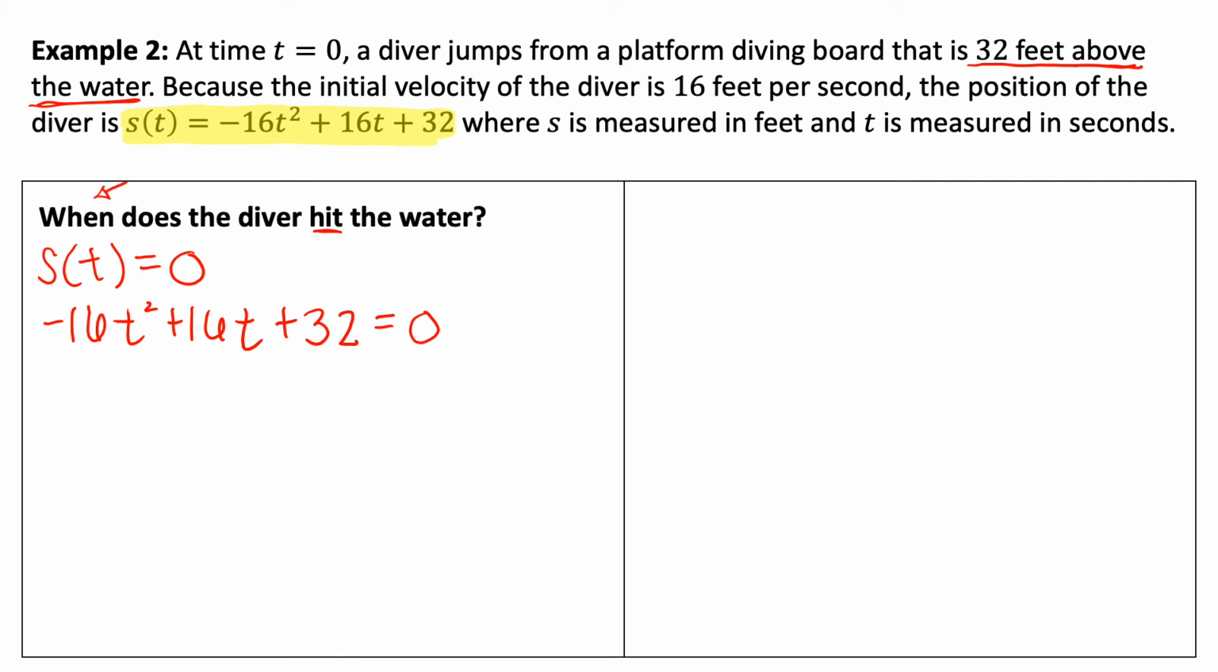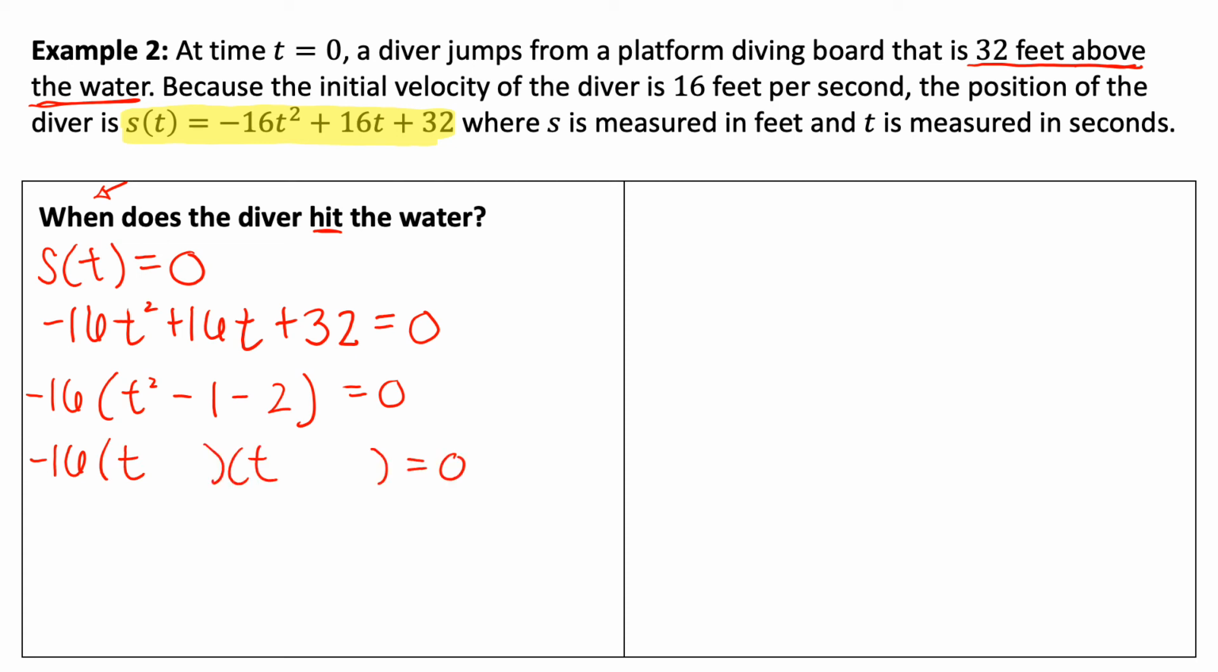Negative 16, 16, and 32 all have a greatest common factor of negative 16. I'm going to factor that out, so I'm left with t squared minus t minus 2 equals 0. Now that t squared minus t minus 2 I can actually factor, leaving my negative 16 on the outside. Factors of negative 2 that add up to negative 1 would be negative 2 and positive 1. Zero product property says I can take each factor and set it equal to 0. T minus 2 equals 0, t plus 1 equals 0. So I get t equals 2 and t equals negative 1.